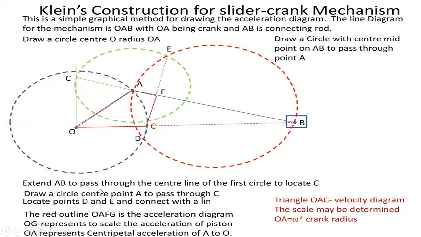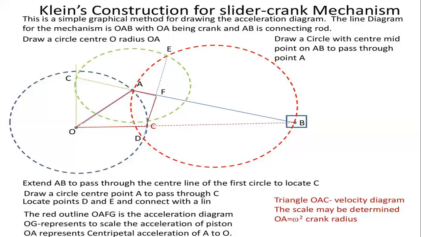Next, draw a circle with center point A to pass through C. So taking CA as radius, draw another circle and locate the points D and E in it with a line. So this is the point D and this is the point E.